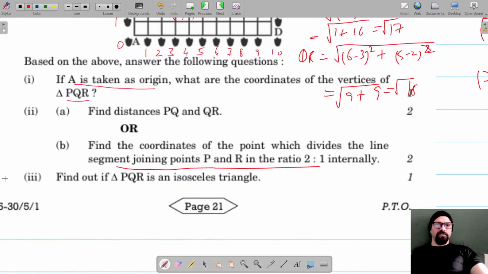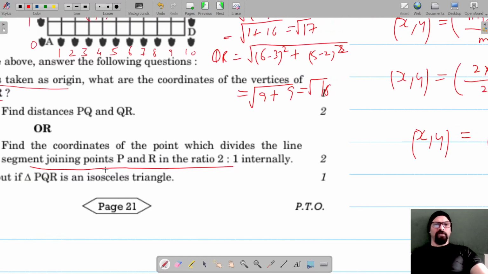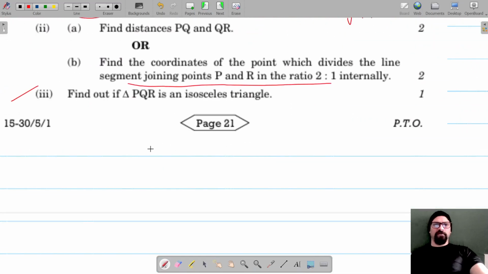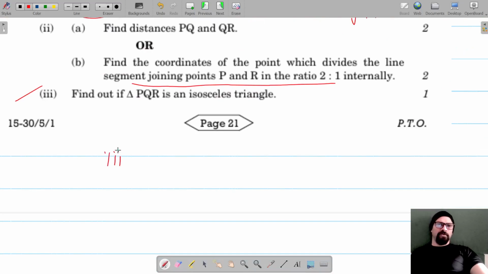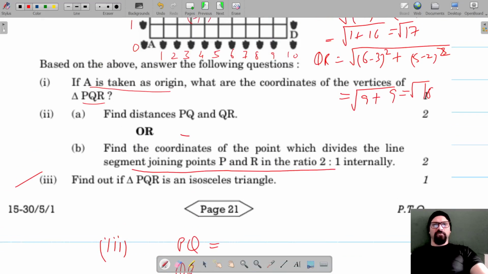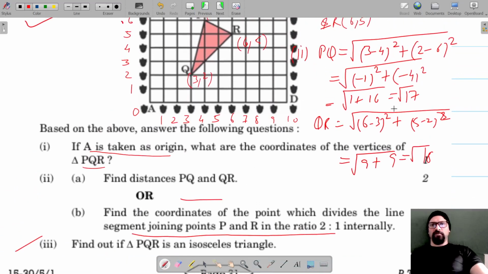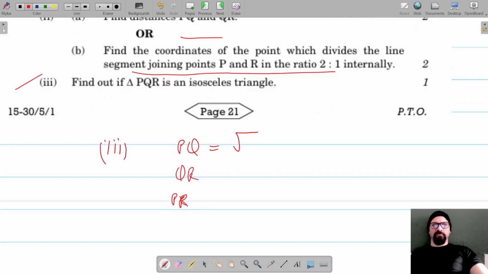Okay, moving on to the third part, we have to find if triangle PQR is an isosceles triangle. So to check if triangle PQR is an isosceles triangle, let's find out PQ, QR, and PR. So we have already got PQ and QR. PQ is root 17 and QR is root 18. Let's find out PR.